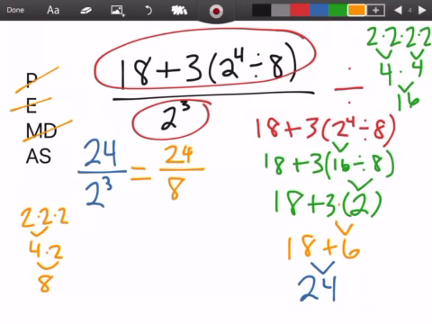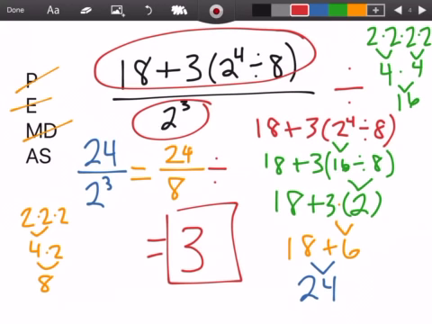Okay, 24 divided by 8. That's what we have right here, a division problem. 24 divided by 8 equals 3. So our final answer is 3.